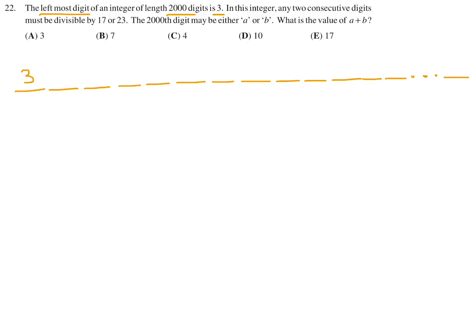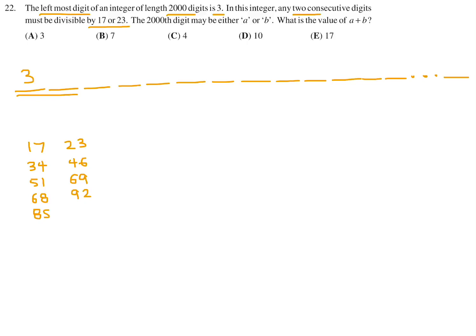And they say that at any point, if you have two consecutive digits, that number will be divisible by either 17 or 23. So that number will be divisible by 17 or 23, and any of the multiples of 17 and 23, which are 34, 51, 68, 85 for 17, and for 23, 46, 69, and 92. And we don't need to be concerned with anything bigger because we're only looking at two-digit numbers.